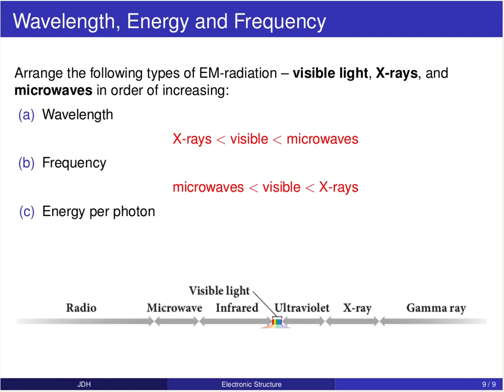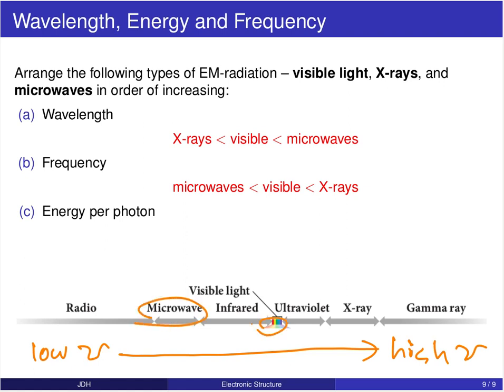Okay, now if we look at frequency, of course, it follows the other direction, right? So remember, frequency starts off relatively low on the left-hand side, and you get higher and higher frequencies as you go from left to right. So now we're going to flip the order of these forms of electromagnetic radiation. Low frequency is going to be here with the microwave, followed by visible, and then X-ray.